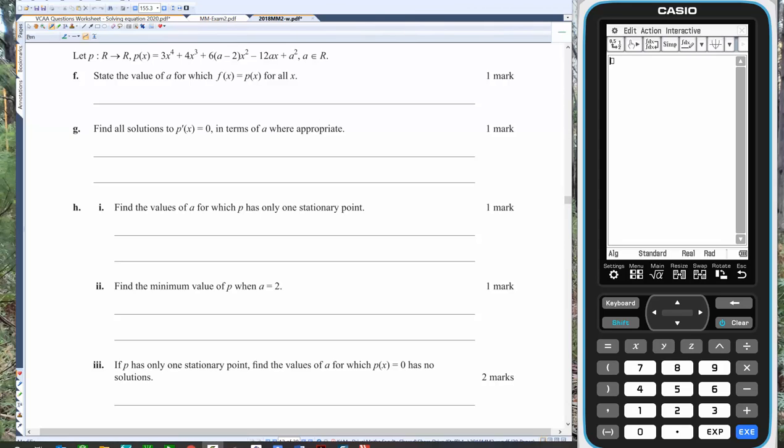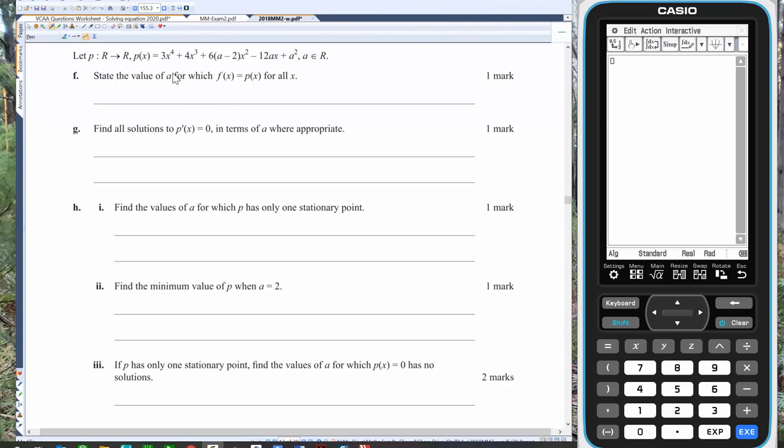Pretty tough exam in 2018, and I think statistically it was the hardest one ever. Question 1 from exam 2 is no exception. So let's pick it up at question F. State the values of a for which f of x is the same as p of x for all x.